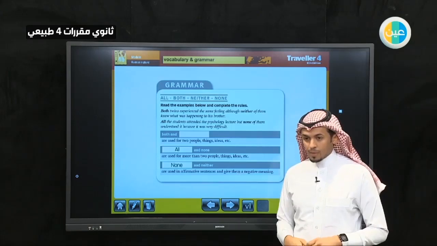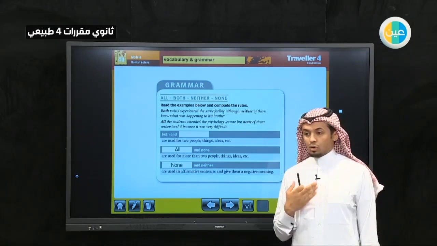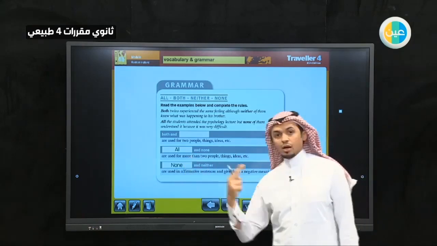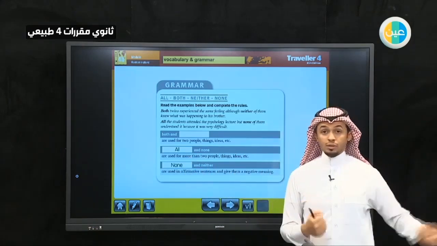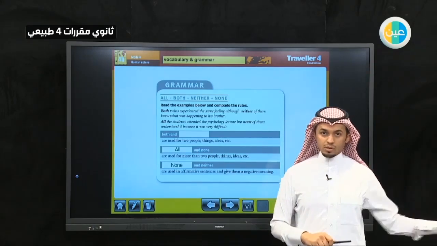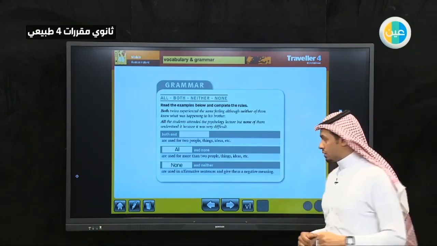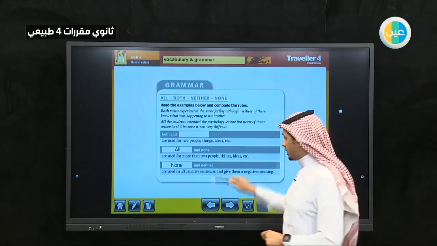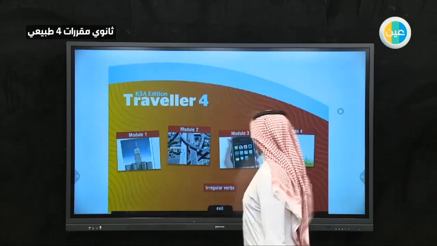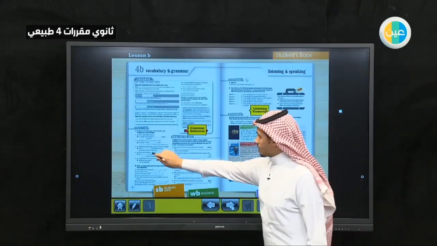For example, both of my brothers are students. So the two of them are students. They go to school or university. But when I say neither of my sisters is a student, no one of my sisters is a student. So we use only none and neither to give a negative meaning. So let's see the exercise here. Let's practice.